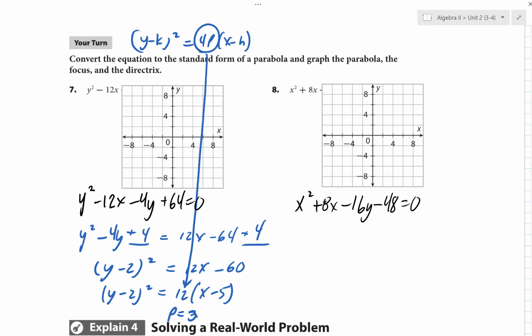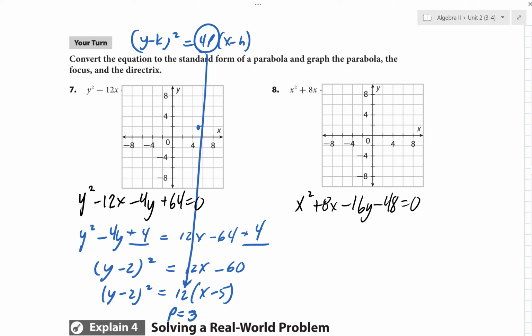So now we can graph our parabola. We know the vertex. What would the vertex be, Jack? 5, 2. 5, 2 is right. So they gave us a scale by 2s. So 5, 2 would be there.